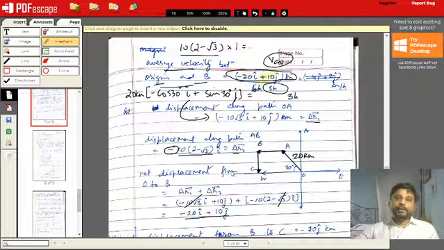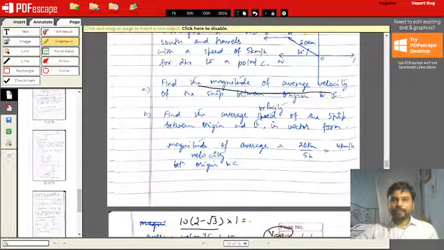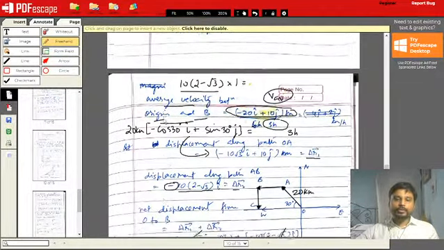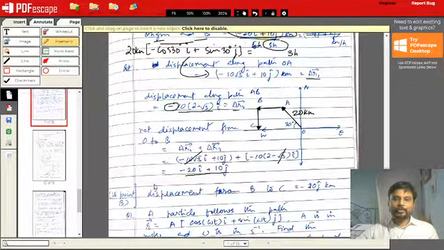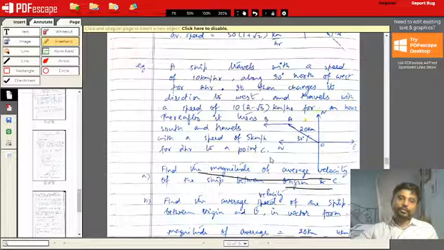Afterwards, we are asked, what is the magnitude of the average velocity of the ship between origin and C? So the point C, how do we find the point C? The displacement from B to C is how much? That is the velocity of the ship, 5 kilometers per hour, and it traveled with this speed for some 2 hours.